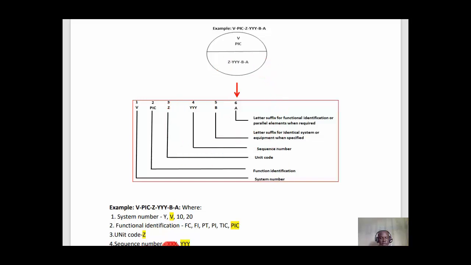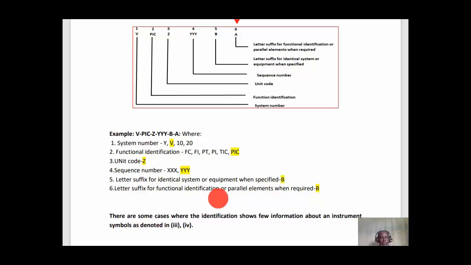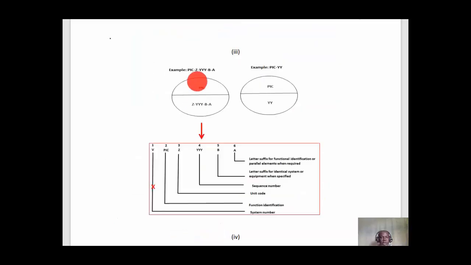The Z here represents the unit code, and the YY here, which can take any form, represents the sequence number. The B represents the letter suffix for identical system equipment when specified, and the A is the letter suffix for a functional identification or parallel unit when specified. There are some cases where the identification just shows information about the symbol, as denoted in 3 and 4 below. Take a look at this instrument labeled PIC, Z, YYY, B-A, as you can see here.